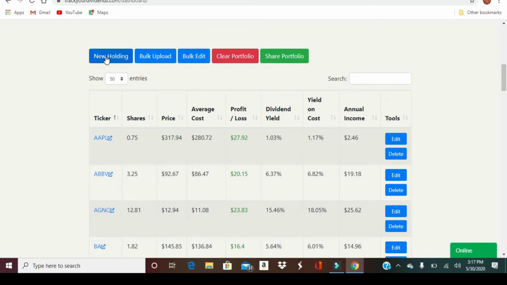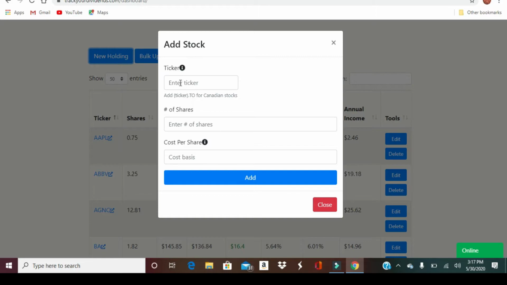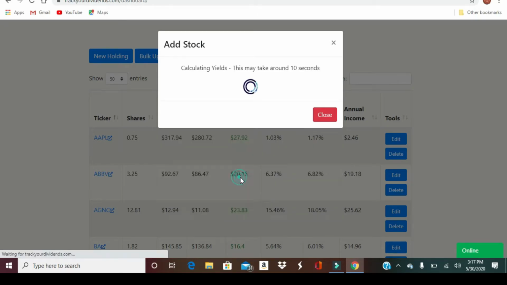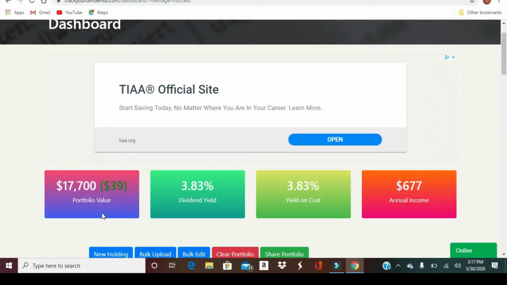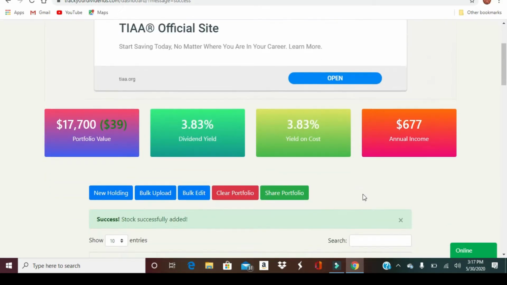you just come here to new holdings, get the ticker symbol, for Ford it is F. Let's say you buy 100 shares, and then the cost per share, let's say, is $5. All you have to do is just add it up, and then you see how it reflects on my dashboard. At the moment, my portfolio has gone up, my dividend yield has gone up, yield on cost has gone up, even my annual income has gone up.